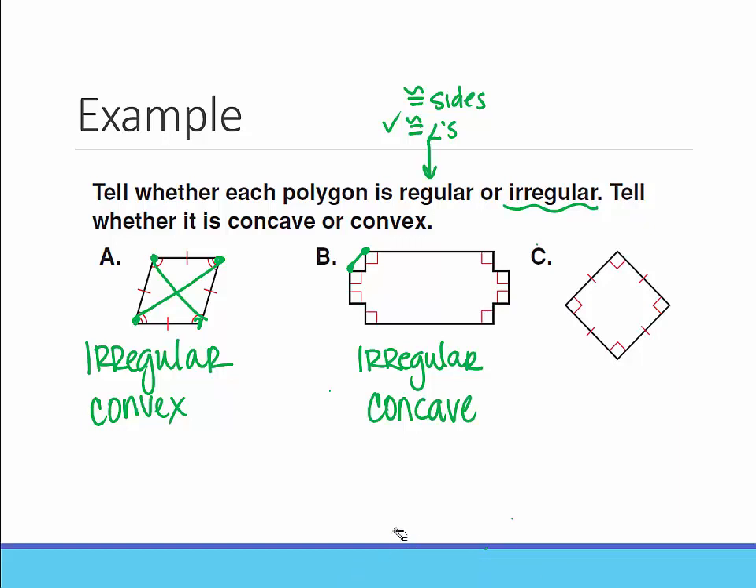And then we have this one. So it tells us that we have congruent sides, and it tells us we have congruent angles. So this fits both of our stipulations. This is a regular polygon. And if we draw our diagonals, they're all inside, so this is also convex.